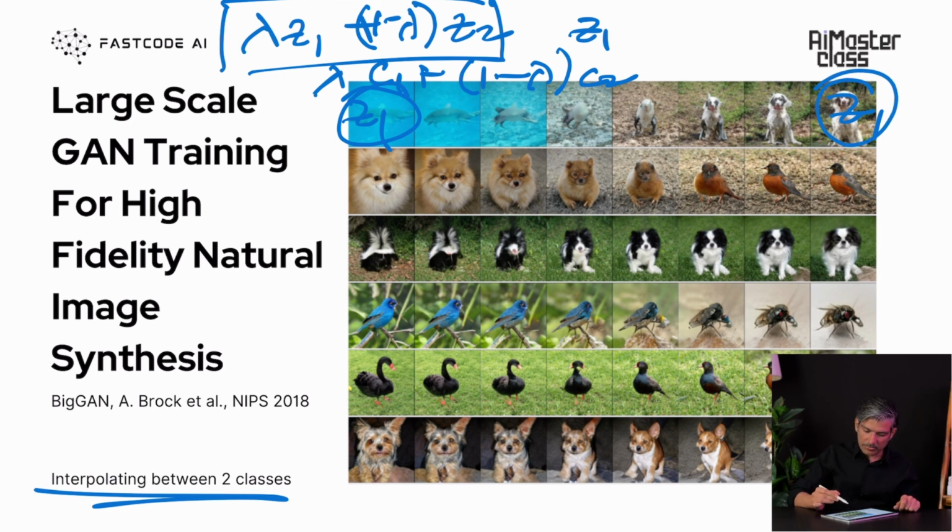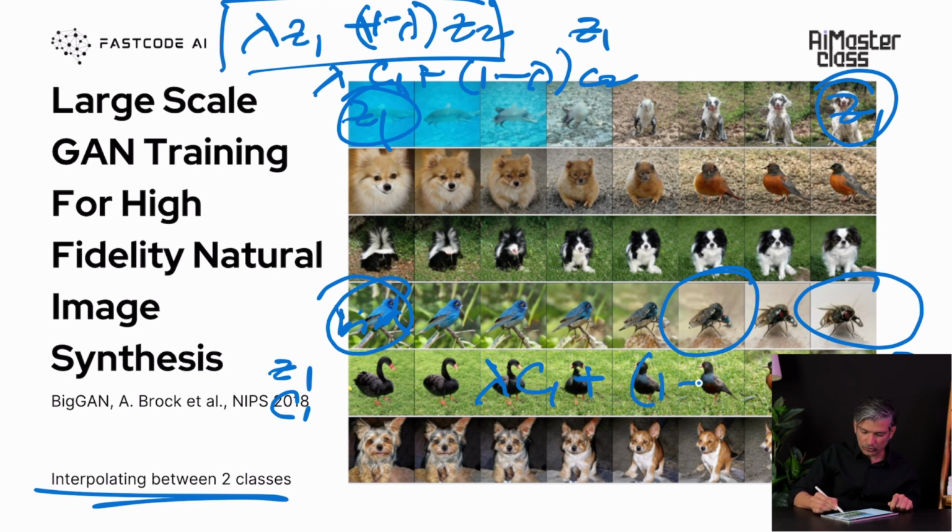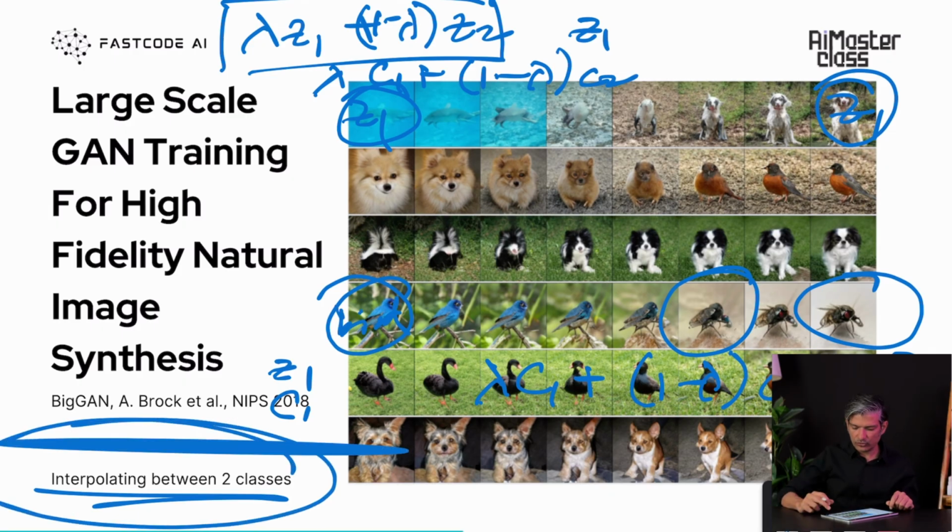Similarly, maybe this is a better example where the class here is a bird, and the class here is maybe an insect, and look at how smoothly it interpolates, right? It is almost like a mixture of a bird and an insect. So again, the latent vector remains the same, z1, z1, but then the class vector, here it's c1, and here it's c2, and in the middle we are simply interpolating c1 and c2. Okay, and this is what we see, the interpolation between those two classes.